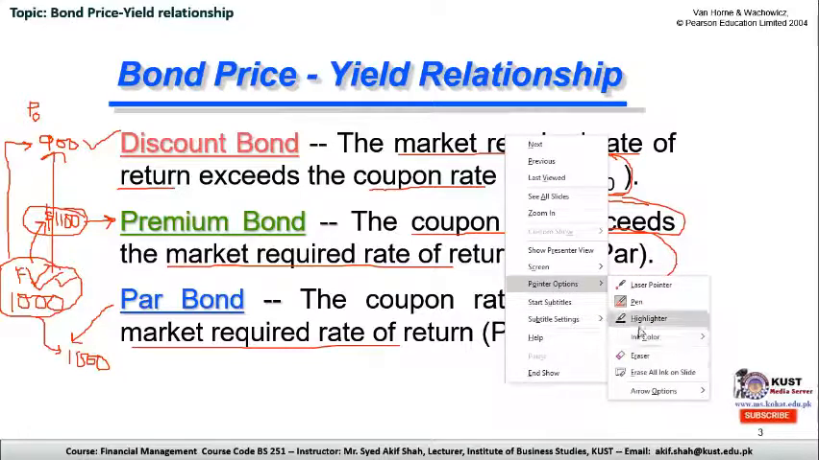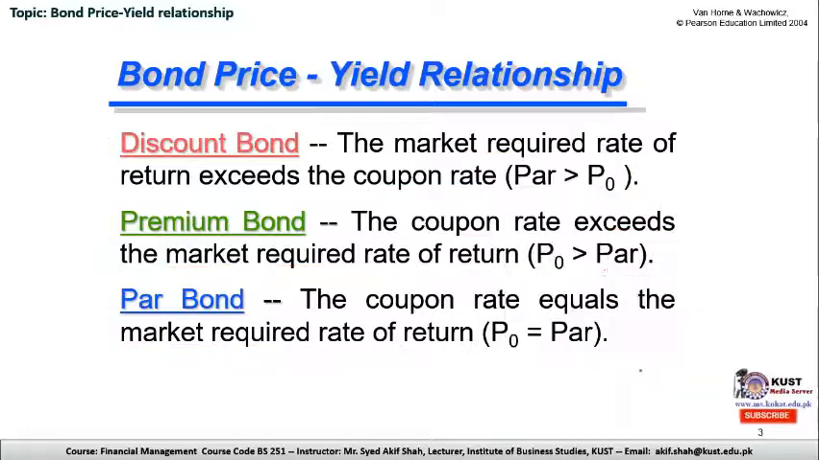Now let me summarize it quickly. If the market price of the bond is exactly equal to the par value, it is known as a par bond. When the market price of a bond is exceeding the face value of the bond, it is known as a premium bond. And when the par value, which is the face value of the bond, is greater than the market price, it is known as a discount bond.